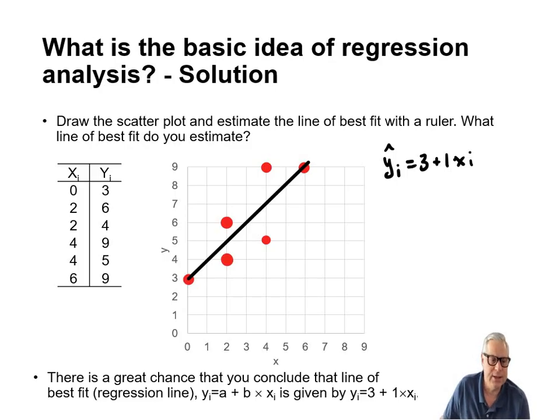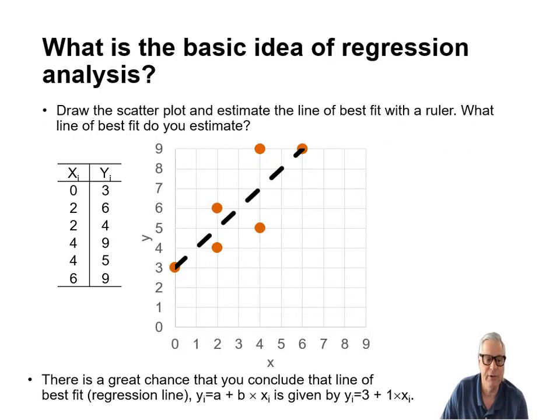So that is the line of best fit, and when we actually go to Excel and we tell Excel to generate a line of best fit, it actually exactly looks like this. And as we will see later, Excel will tell us that the line of best fit is indeed 3 plus 1 times xi.